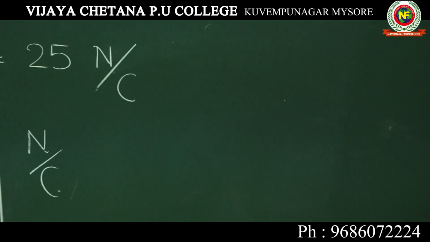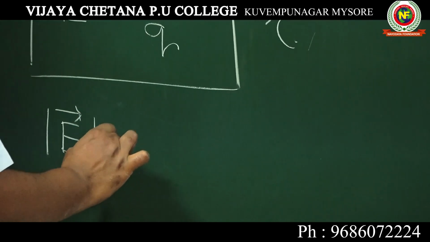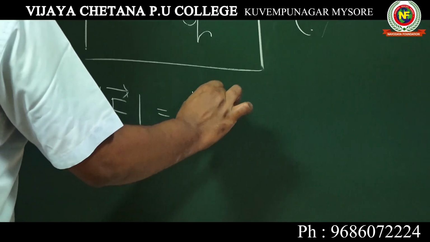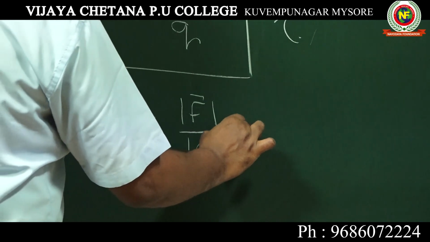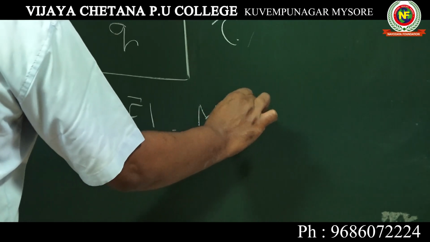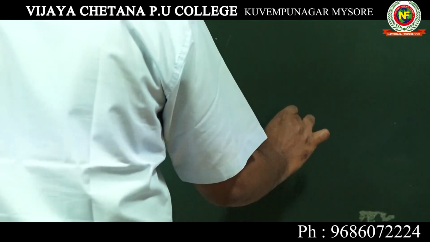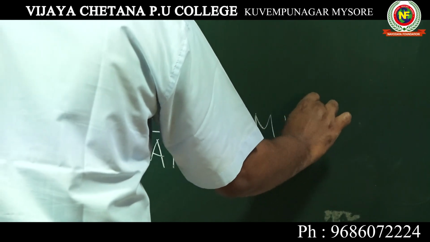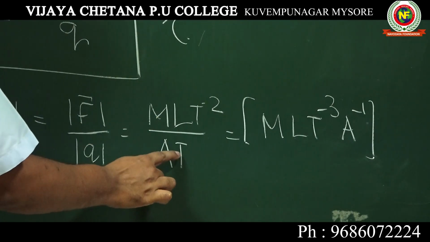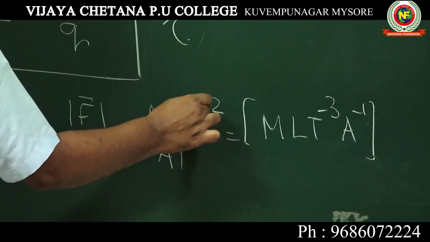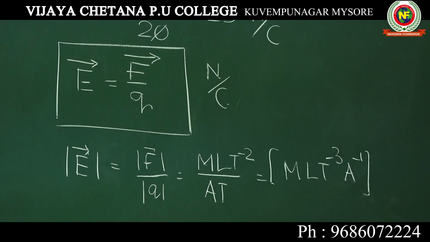How do we write dimensions for this? Very simple. Dimensions of electric intensity is equal to dimensions of force divided by dimensions of charge. Force is MLT minus 2 and charge is AT. Therefore, this is MLT minus 3 A minus 1. Try to understand. Here T minus 1 comes, and there is already minus 2 here. MLT minus 3 A minus 1 is the dimensional formula for electric intensity.